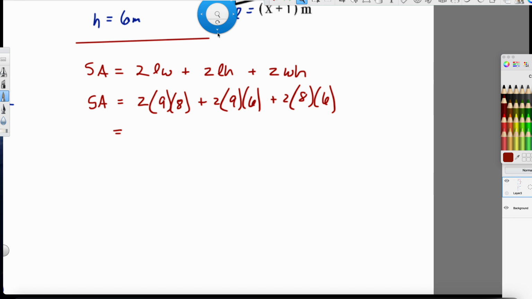And just double check, 296, 286, 348. So I get 348 meters squared is my surface area.